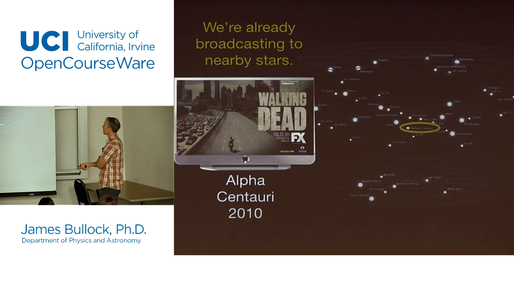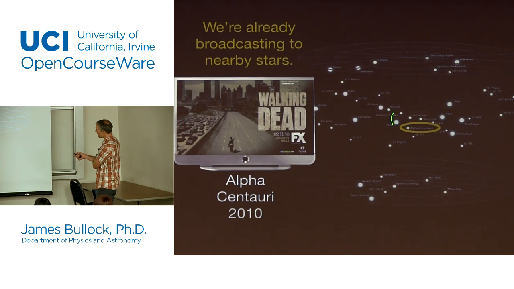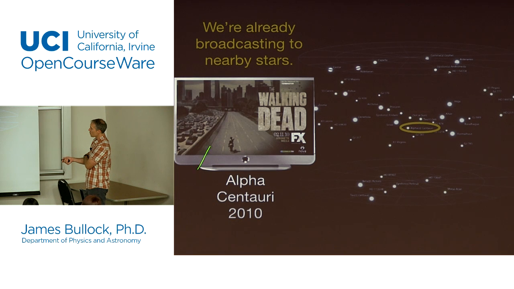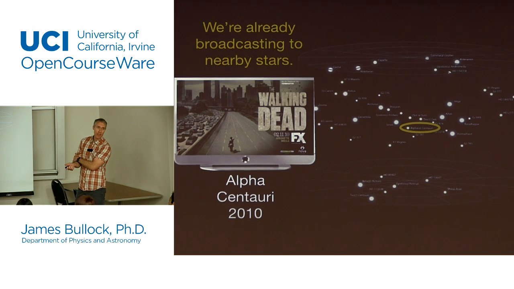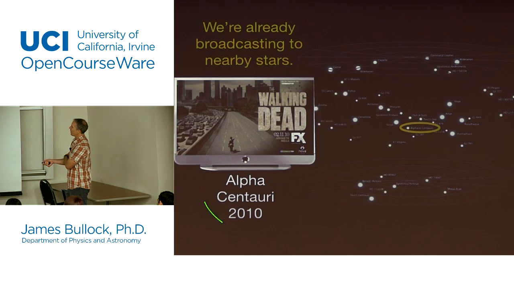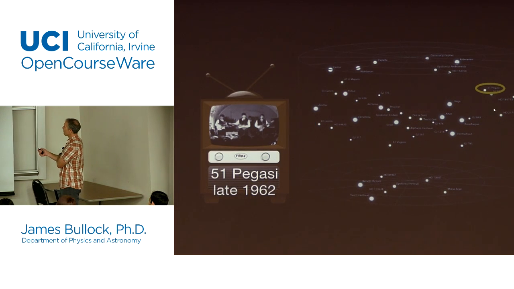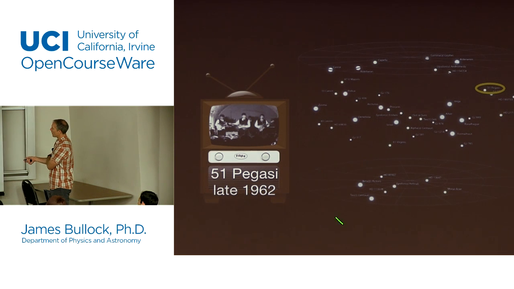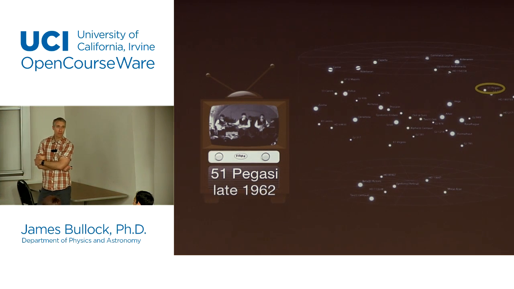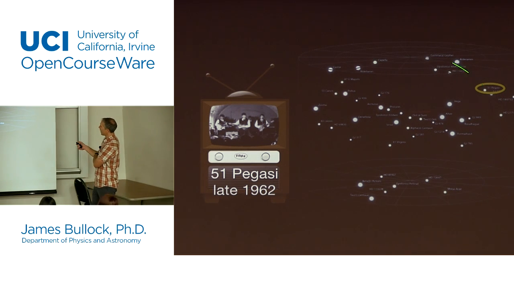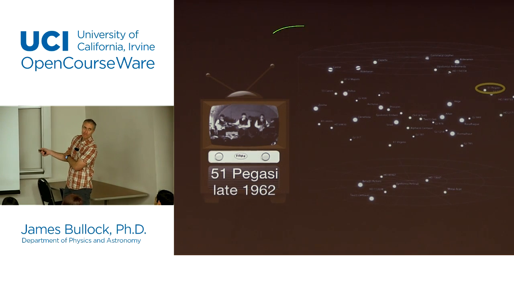So, for example, people living in Alpha Centauri, if there were alien civilizations there, would just be catching up to the first season of The Walking Dead now. Okay? People over at 51 Pegasi would be seeing TV broadcasts from the 60s just now. So they would be discovering the Beatles. Beatlemania is just starting to happen in 51 Pegasi right now.